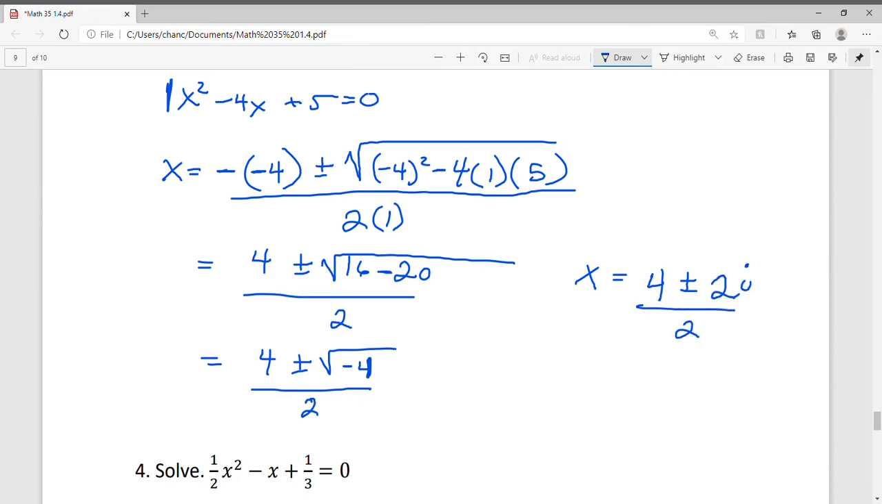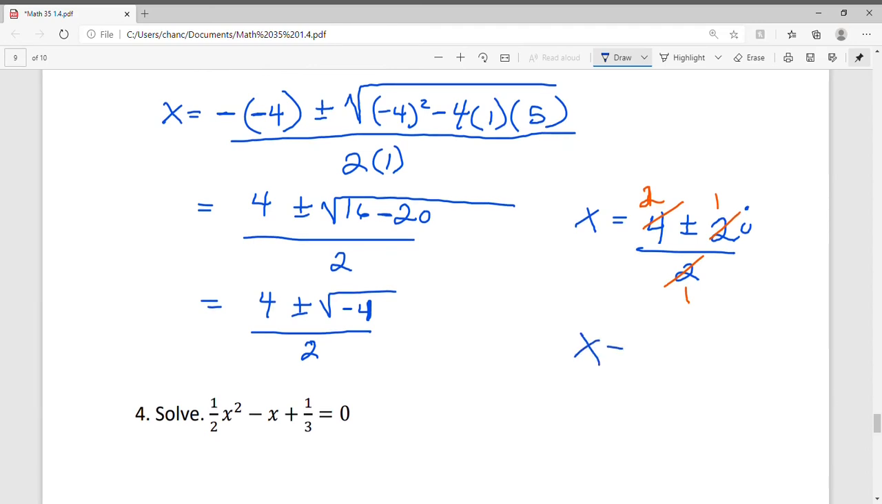Now I can simplify. Each of these has a common factor of 2. So let's divide each of these by 2 and we'll get our answer. That implies x equals 2 plus or minus i. I don't need to divide it by 1 because that is more simplified. So we'll leave it as 2 plus or minus i.